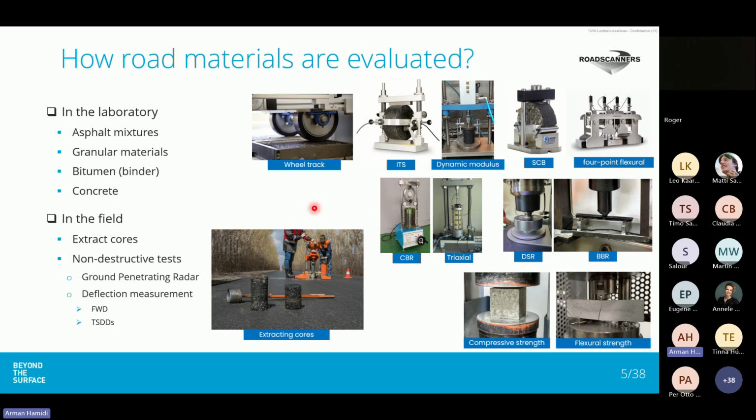But in the field, it is not feasible to use these tests. We can extract cores from the field and go to the laboratory and perform laboratory tests on those cores. But again, this procedure is not feasible at network level. So in the field and at network level, we need to use non-destructive tests, including ground penetrating radar or GPR that is in use for determining pavement layer thicknesses and also to detect the moisture susceptibility in some pavement layers, and also deflection measurement devices, including FWD and TSDs.